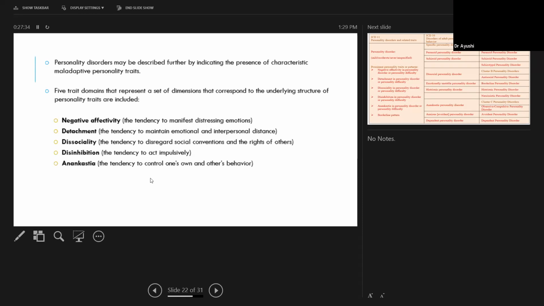DSM का फुल फॉर्म क्या है? Diagnostic and statistical manual. No. Diagnosis statistical manual. So, because over the years they have kept this statistical data, sir, from different. DSM कौन निकालता है? So, DSM, sir, American Psychiatric Association. Yes, sir. ICD, World Health Organization.